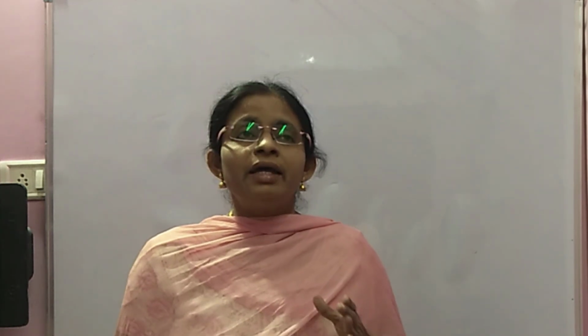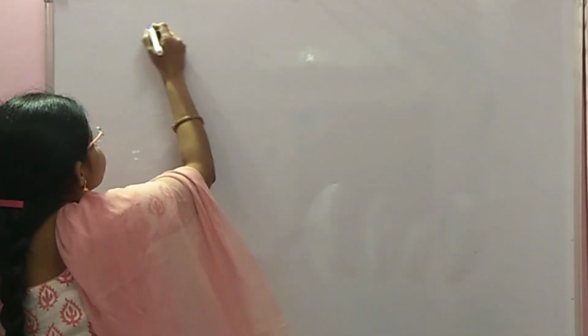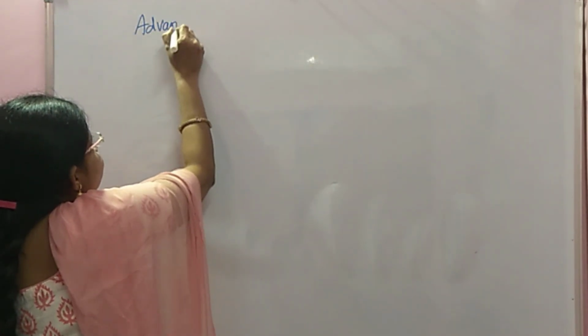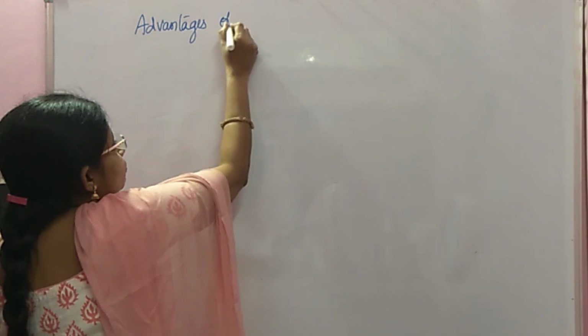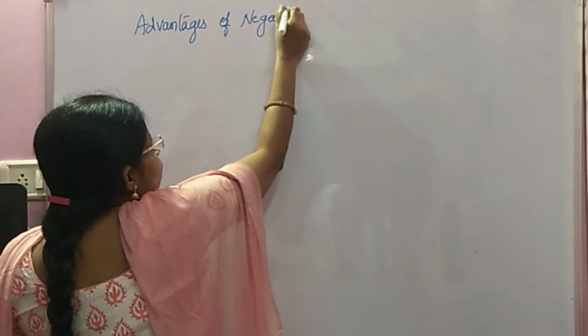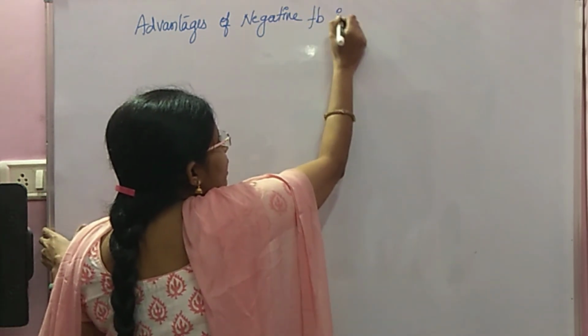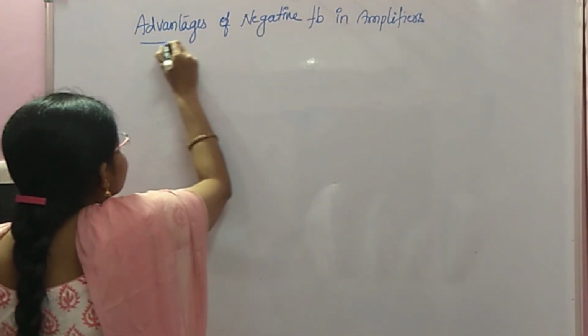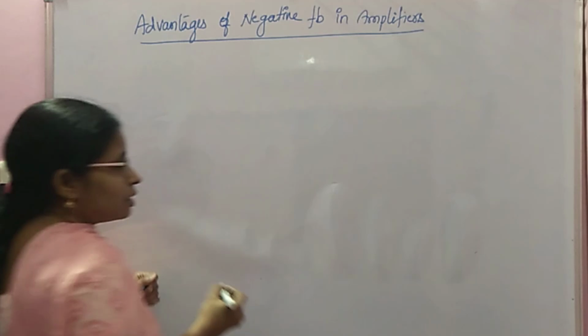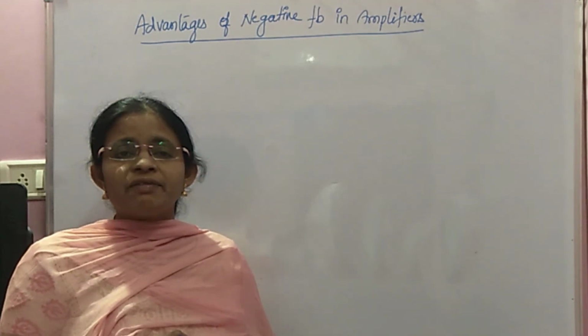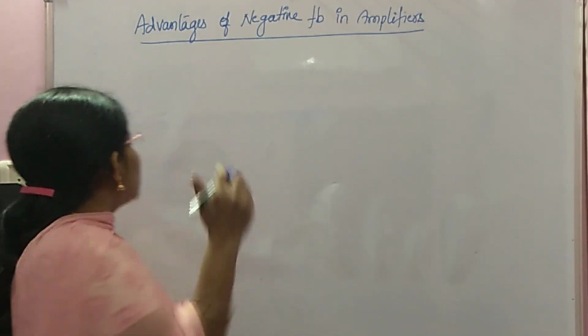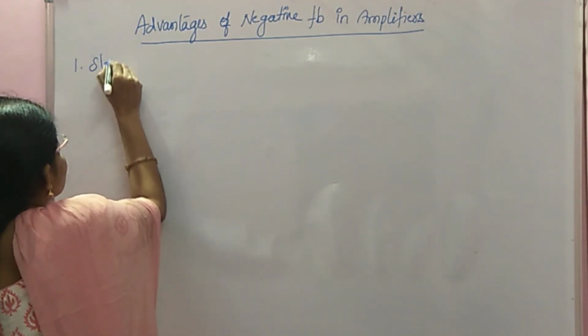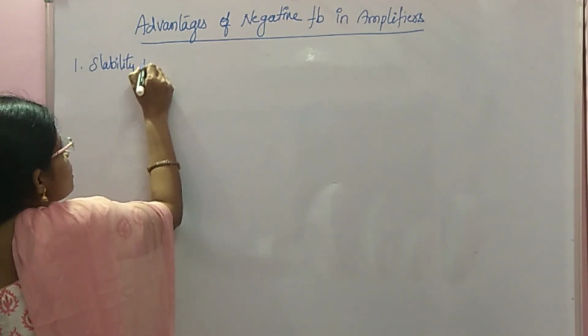Last class, I told you about the advantages and disadvantages of negative feedback. In this class, I am going to explain in detail about the advantages of negative feedback in amplifiers. Last class I mentioned there are mainly 4 advantages due to negative feedback. The first advantage is stability in gain.